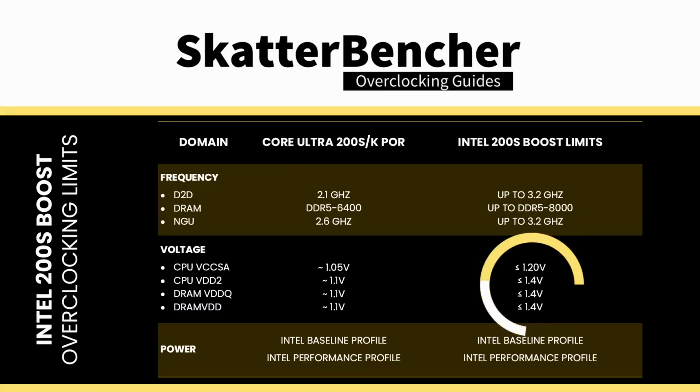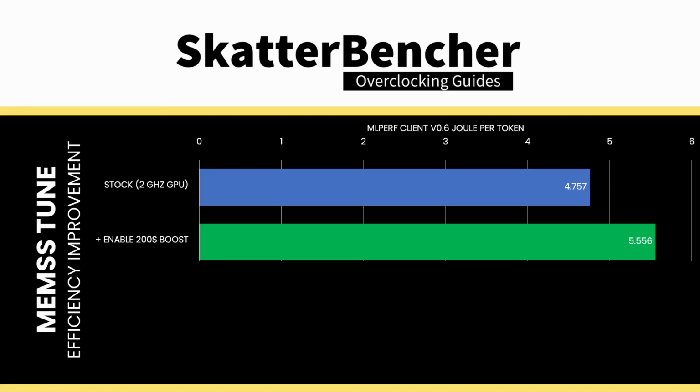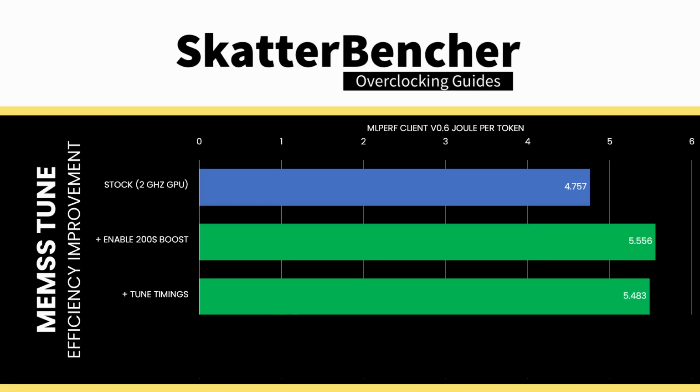In terms of efficiency, however, the increased system agent and system memory voltage to 1.2 volt and 1.4 volt does more harm than good. Enabling 200S Boost decreases the efficiency by 14.39% from 4.76 joule per token to 5.56 joule per token. Tuning the memory timings improves it slightly to 5.48 joule per token. That makes sense because we're effectively optimizing the memory performance without increasing the operating voltage. This is a typical trade-off where we sacrifice some power efficiency in exchange for higher performance.